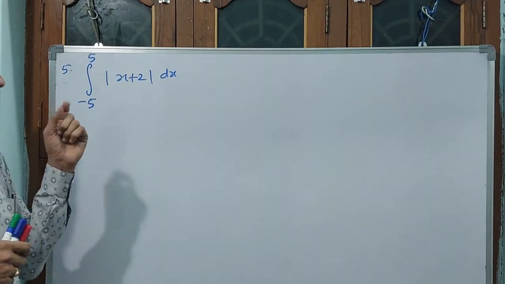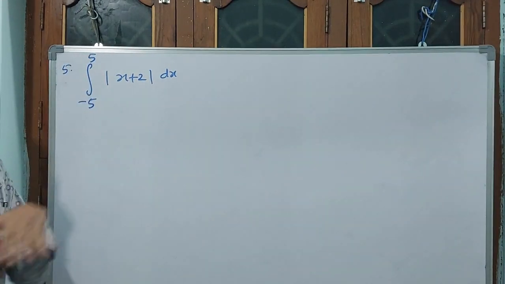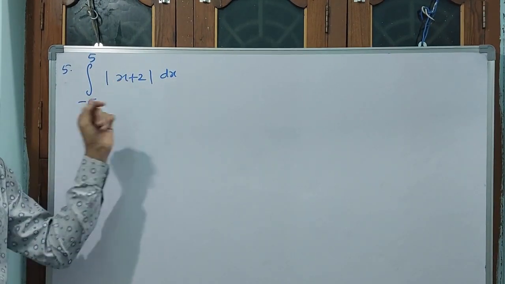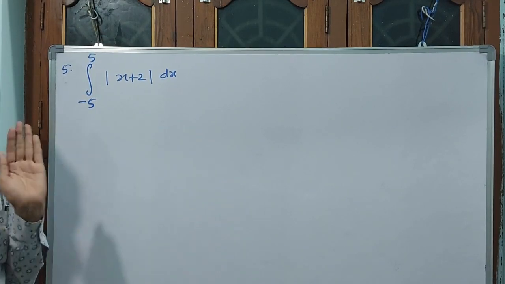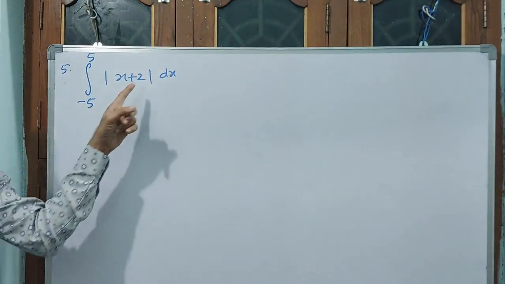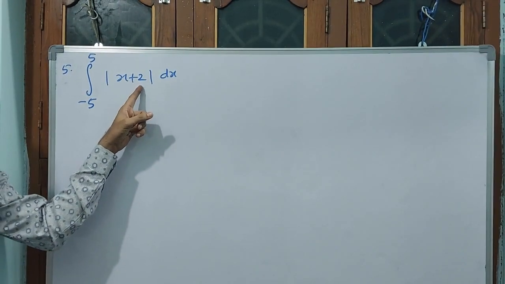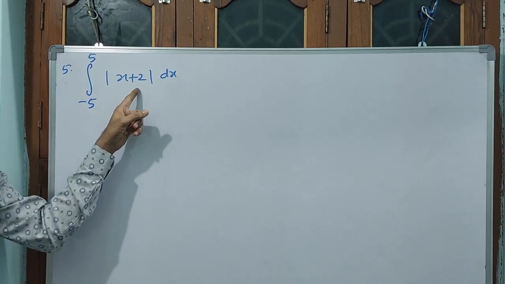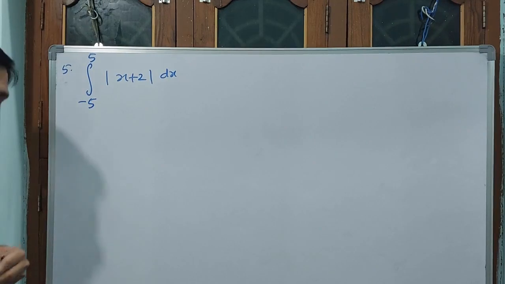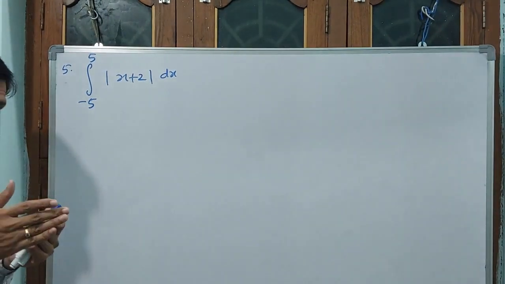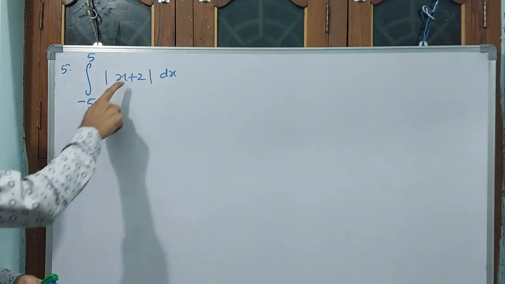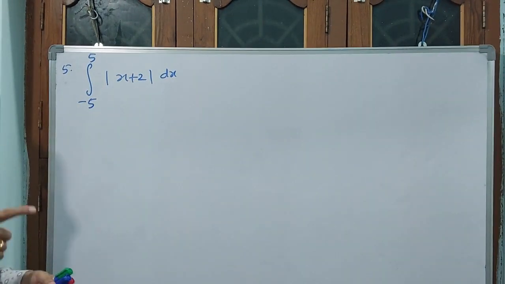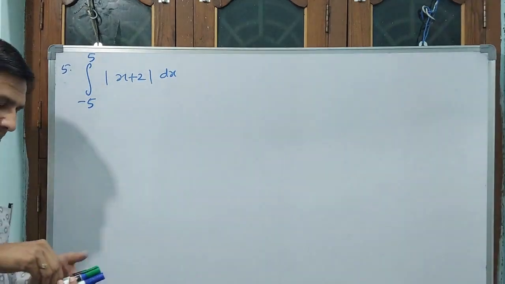See, the interval here is minus 5 to 5. Normally, if any f of x is there, we will consider minus 5 to 0, 0 to 5, like we think in our mind. But here if you observe carefully, besides the x, plus 2 is there. 0 will be okay, but if you give minus 2 here, then it is going to become 0.